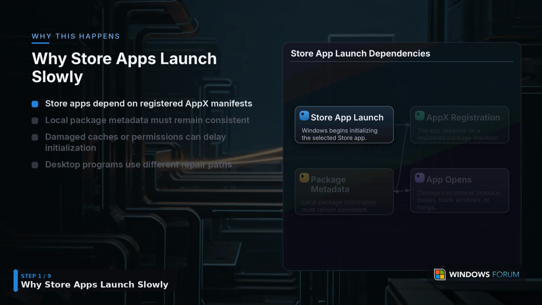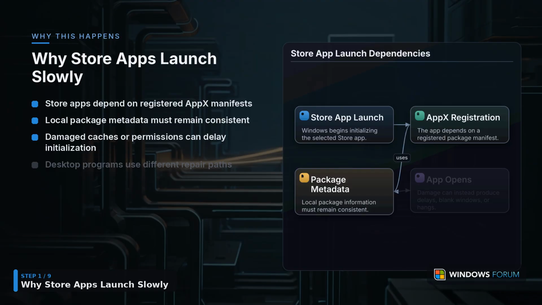Store apps such as Photos, Calculator, Mail, and Snipping Tool rely on registered AppX package manifests and local package metadata. If those registrations, cached files, permissions, or protected Windows components become damaged or inconsistent, you may see a blank window, a stuck splash screen, or a long launch delay. These repairs specifically target Microsoft Store apps. If Chrome, Office, Steam, or another classic desktop program is slow instead, you're dealing with a different repair path.